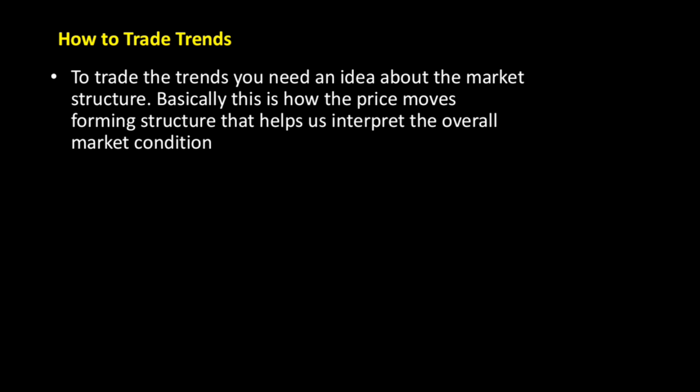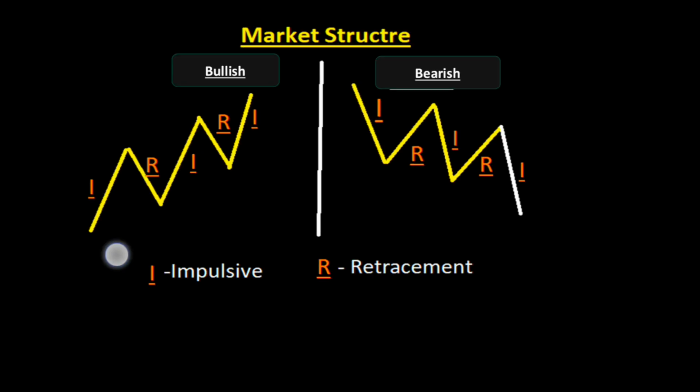To trade trends, we need to have an idea about a market structure. Basically, this is how the price moves, forming structure that helps us interpret the overall market condition. This is a graphic representation of market structure. Usually, the price moves in such a way. It has a strong move in one direction, and it retraces and continues to move in that direction until the trend comes to an end.